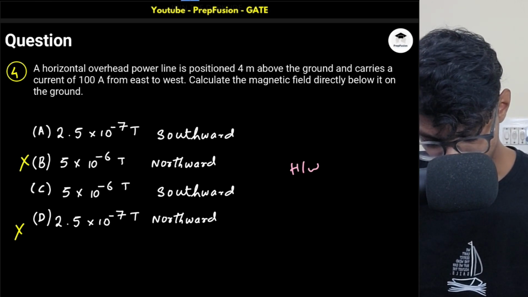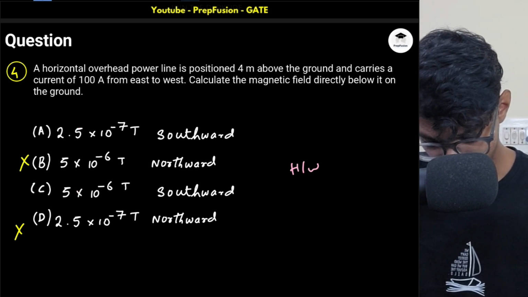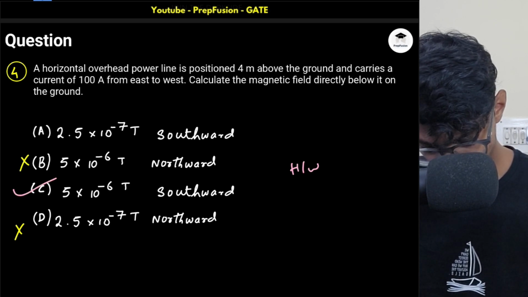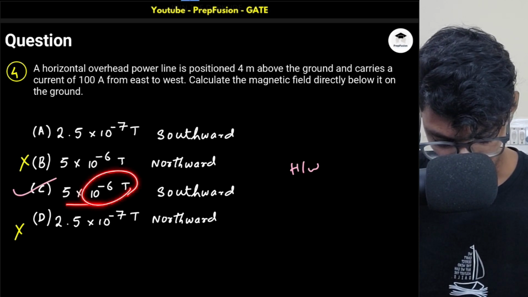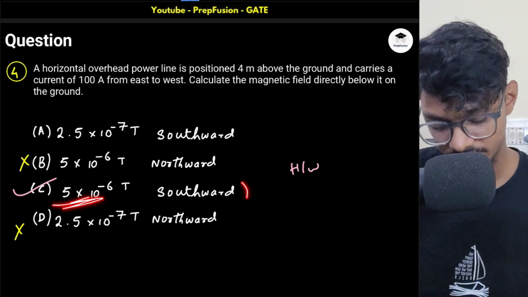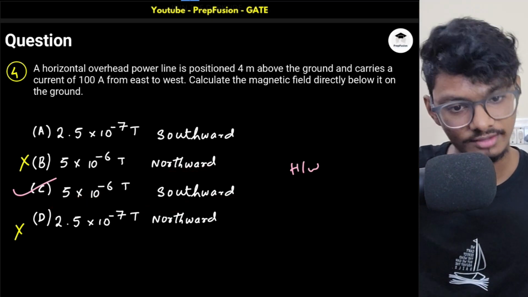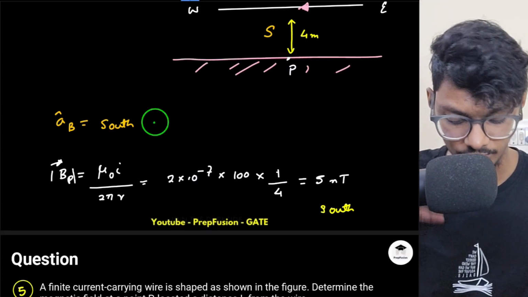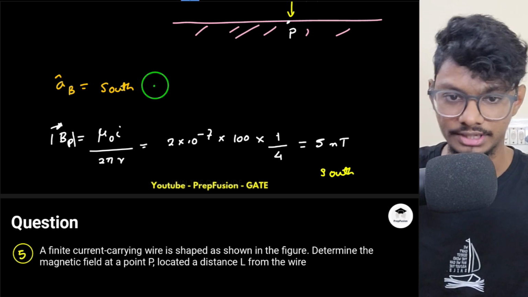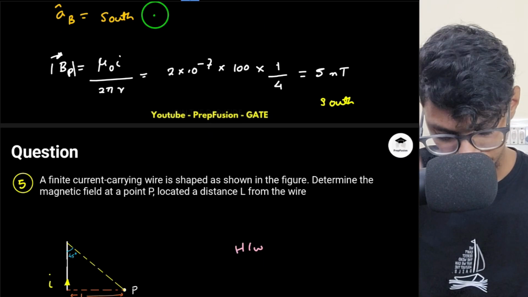So out of these two, only option C can be correct. Why? Because this is 5 into 10 raised to the power minus 6, right? The magnitude is same and direction obviously southward. That I have already explained at the starting of this question. So I hope you understood this question and how to derive all the directions. Let's move on to the next question.